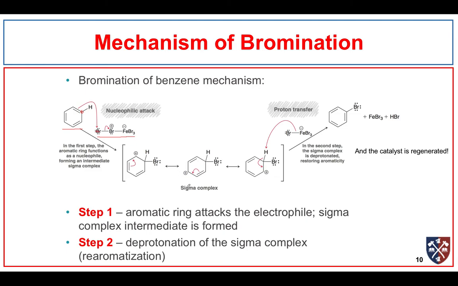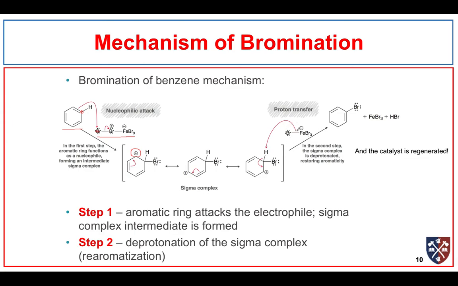We get a sigma complex or an arenium ion intermediate. As we'll see in a little bit, this positive charge is delocalized, so this is somewhat stable, and it's not as endothermic as we might expect. Even though we've broken up the aromaticity, this is going to be higher in energy than the products, so it's going to be an intermediate in the reaction.